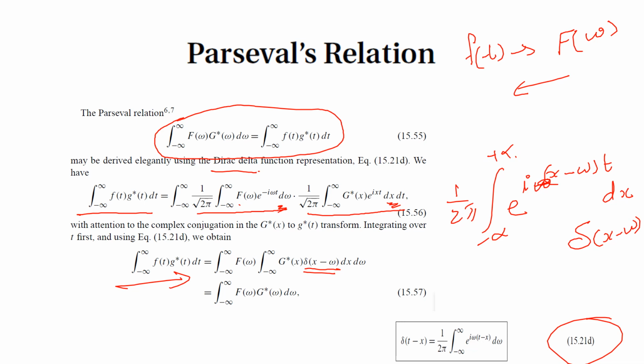Now, delta x minus omega gives a value 1 when x equals omega. That is the Dirac delta function. So x is replaced by omega, and this becomes g star omega. So now you can write the integral from minus infinity to plus infinity of f omega g star omega d omega. So hence the result. We started from the integral of f of t g star t dt, and this gives the product of the Fourier transforms of those functions. So hence we derived Parseval's relation.